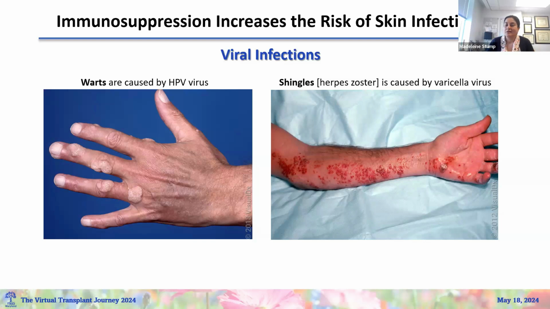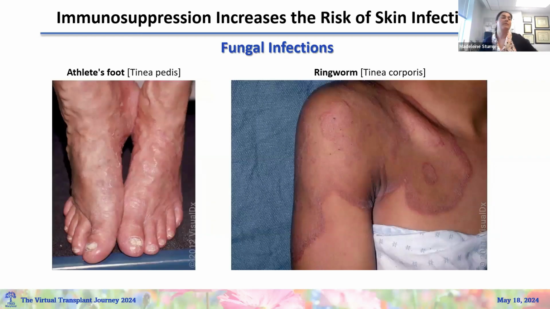In addition, this not only has a rash, but after the rash, there's a condition called post-herpetic neuralgia that has its own complications. Combination treatments by us, transplant dermatology, in conjunction with the transplant team, we can offer some mitigation of those symptoms. Another very common thing that happens is athlete's foot or tinea pedis.